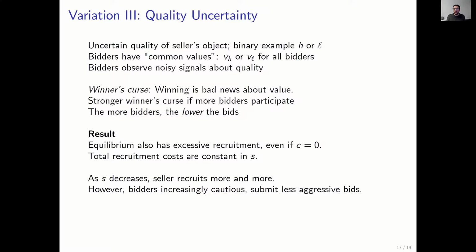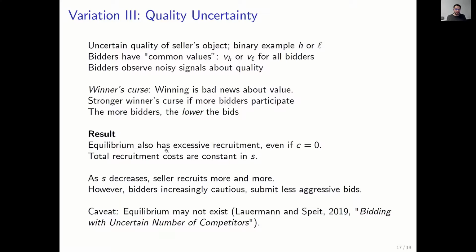So there's a similarity between a common value auction in which bidders are concerned about the number of other bidders because of the winner's curse, and the entry problem where the bidders are concerned about the presence of other bidders because they're concerned about being able to recoup their entry costs or their information acquisition costs. And so on. There are some caveats.